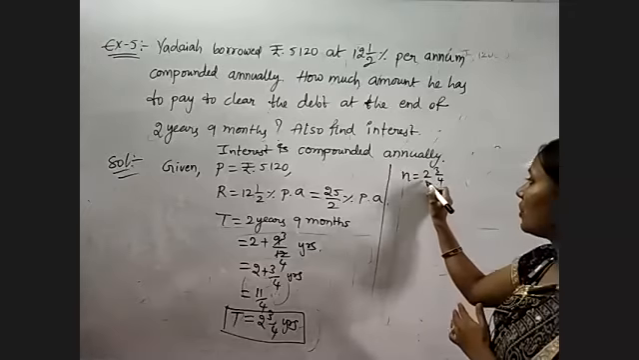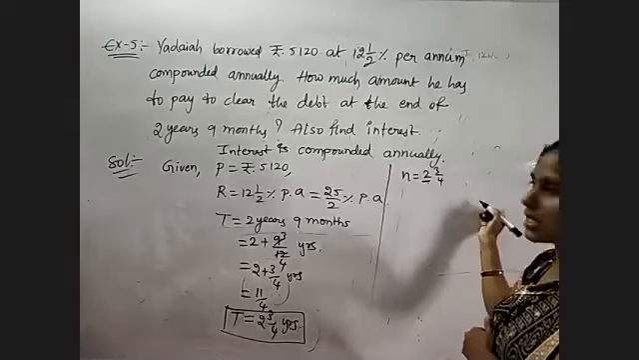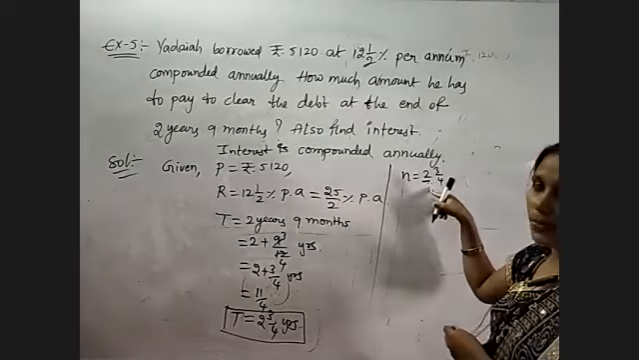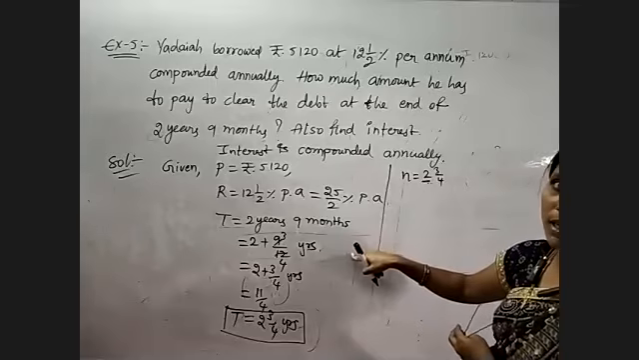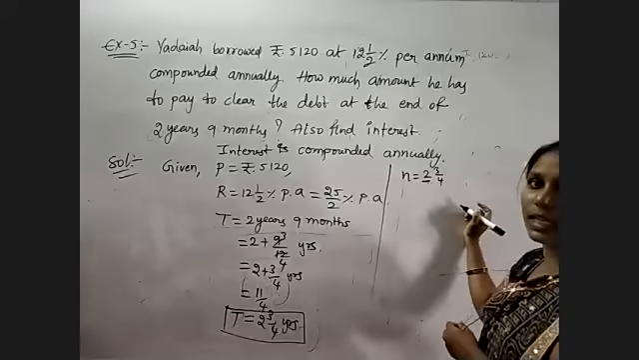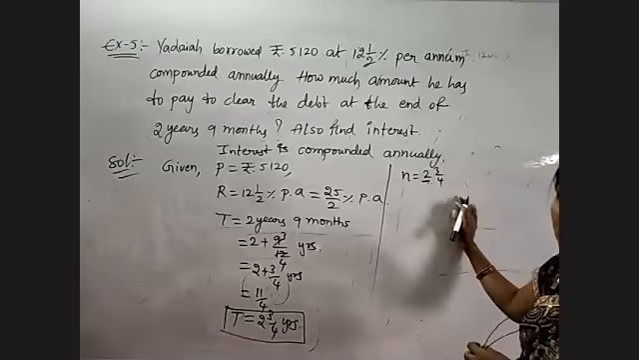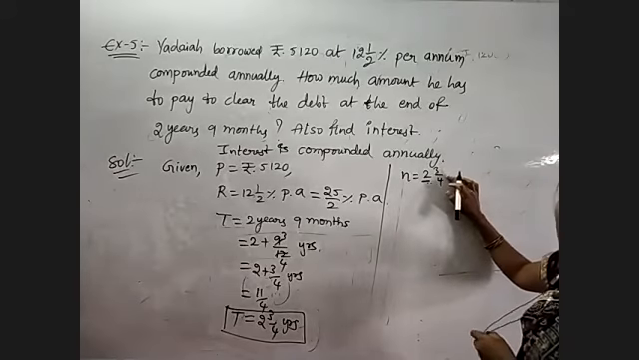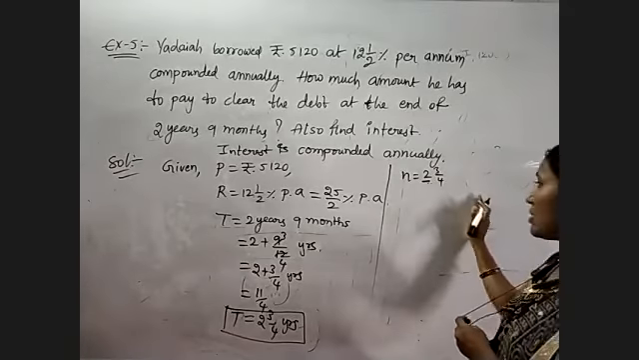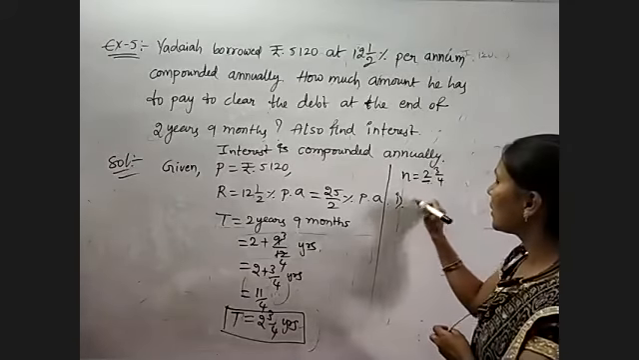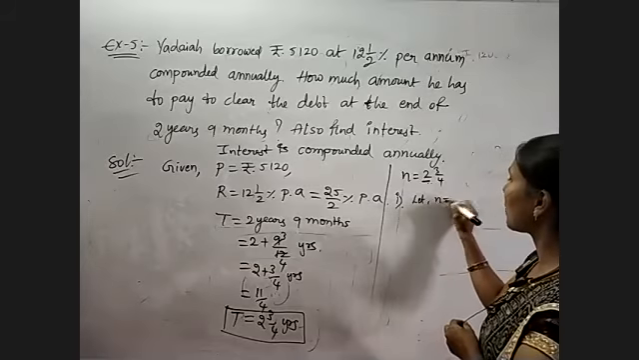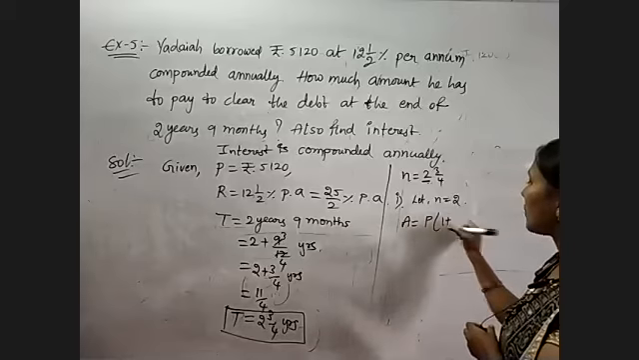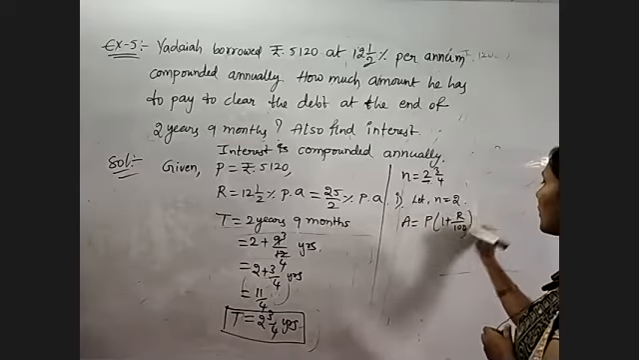For that, what you have to do: the whole number part in this mixed fraction is considered for the number of conversion periods, not for the rate of interest. Remember this. 2 is there. For those 2 years, find the compound amount. After getting the amount, take that amount as principal, and the remaining years, 3/4, as T. Calculate the simple interest. First, let N be equal to 2.